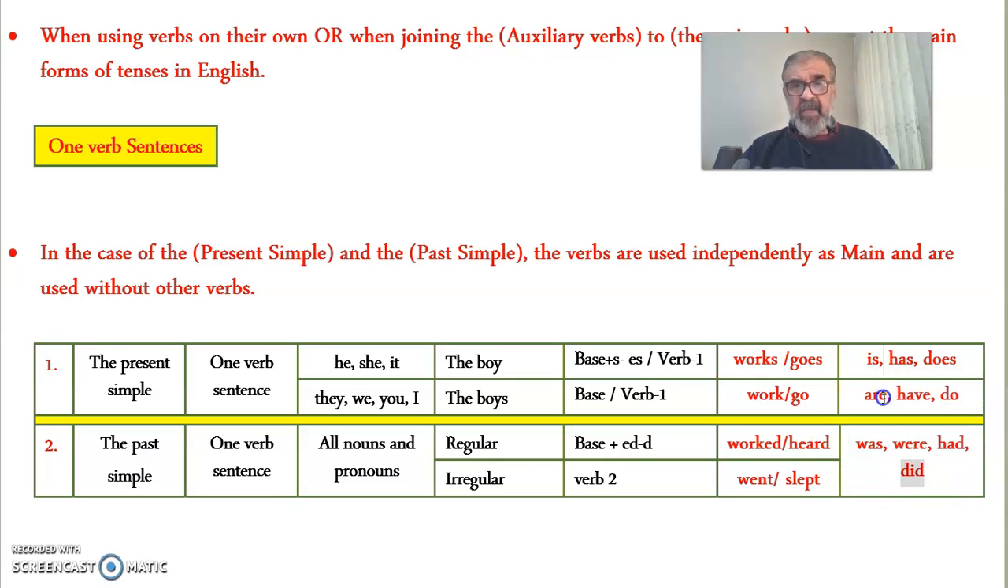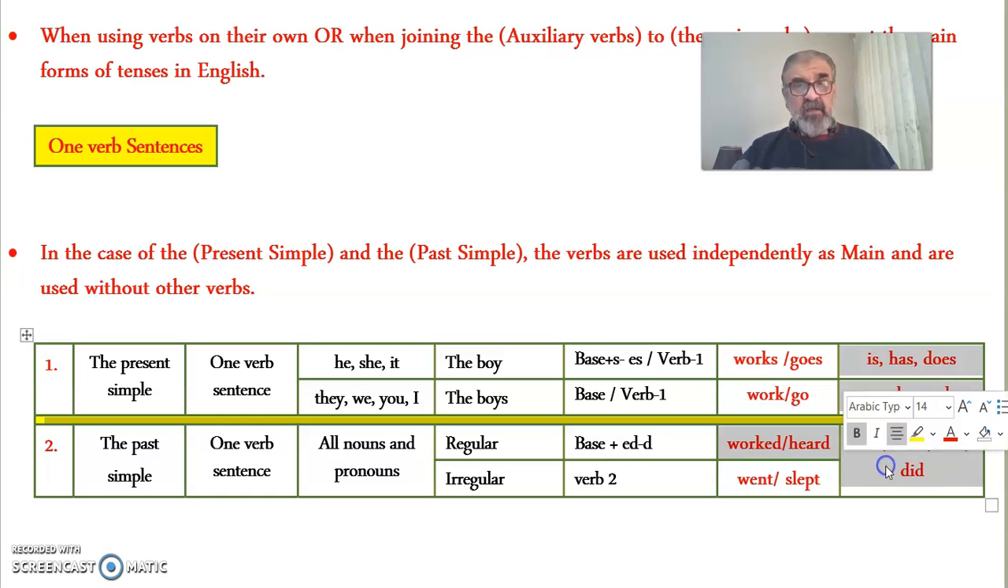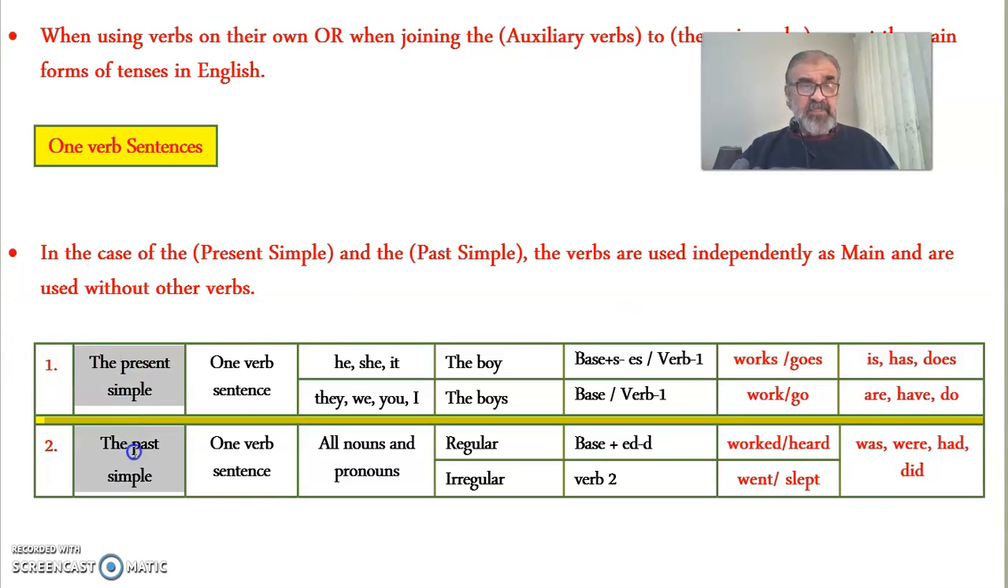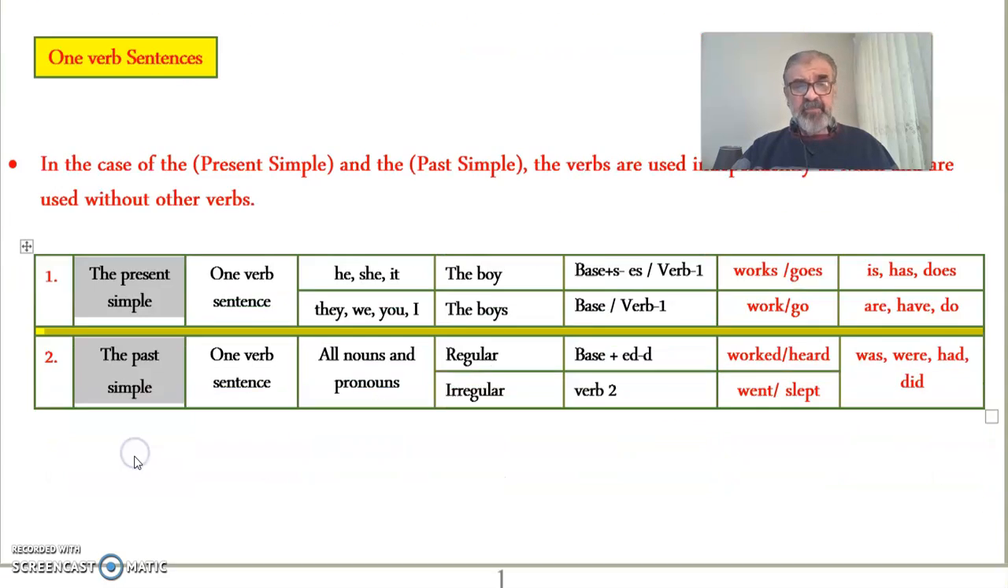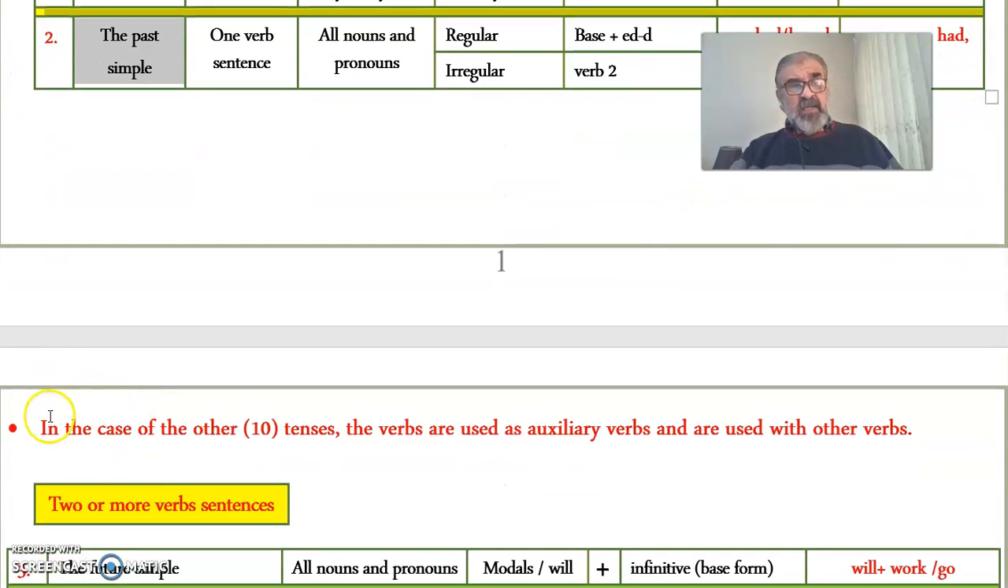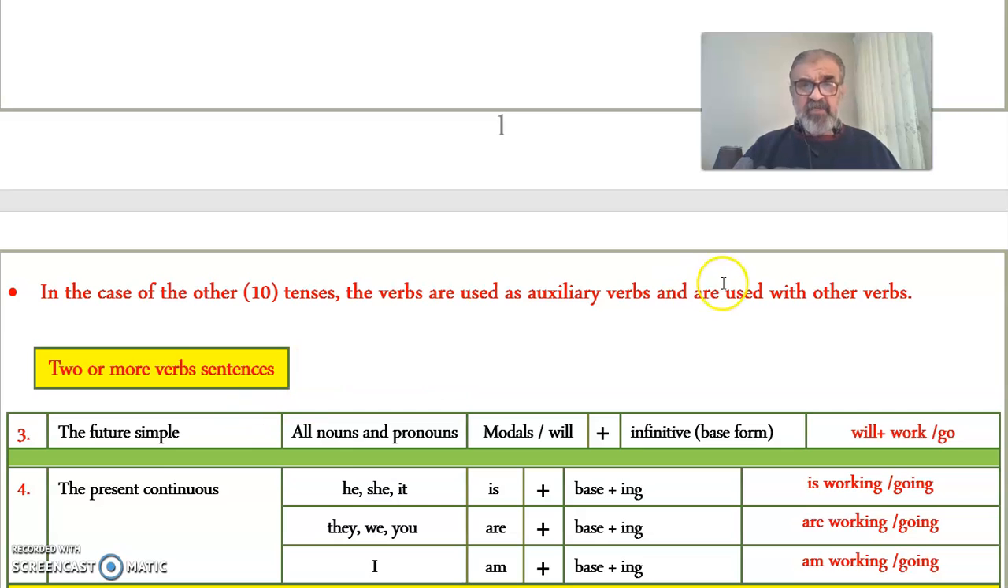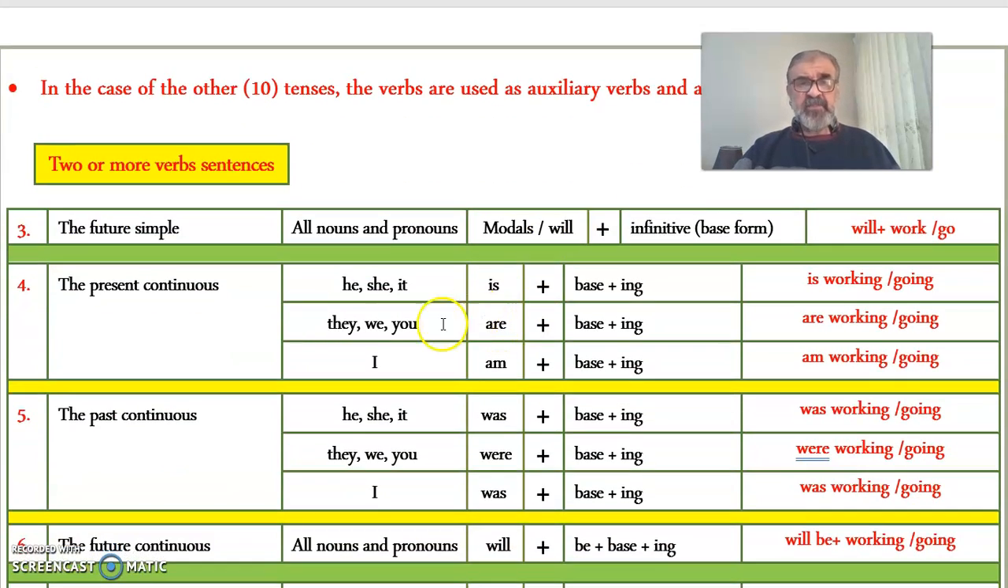These are main verbs, not auxiliary verbs, because they are used in the present simple and the past simple. Now, about the two or more verb sentences, we have 10 more tenses. The auxiliary verbs are used as auxiliary, as helping verbs, and they are used with other verbs.